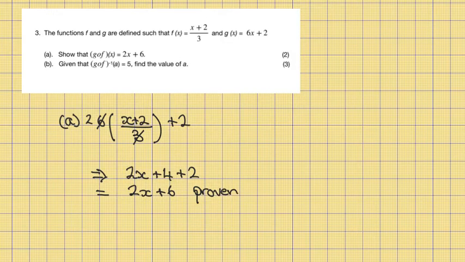Part B. Given that the inverse of g of f of a is equal to 5, find the value of a. In order to solve this, we put the value 5 into the inverse, which is 2x plus 6. So therefore, we substitute 5 into 2x plus 6, giving us 2 lots of 5 plus 6, which equals 10 plus 6, which equals 16. Therefore, a is equal to 16.